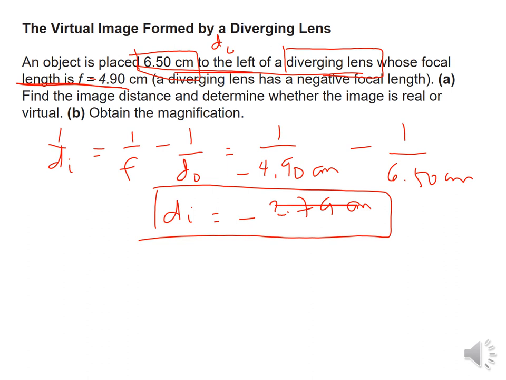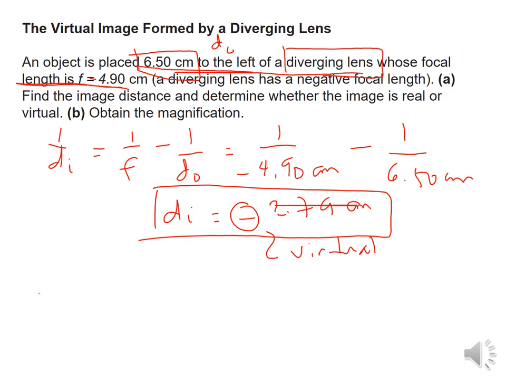And again, we have the negative value here. So what is the meaning of the negative value? The negative value of the distance of the image only tells that this is virtual. Okay, this is a virtual image, and that is located to the left of the lens. So if that is virtual, the image is located to the left of the lens.